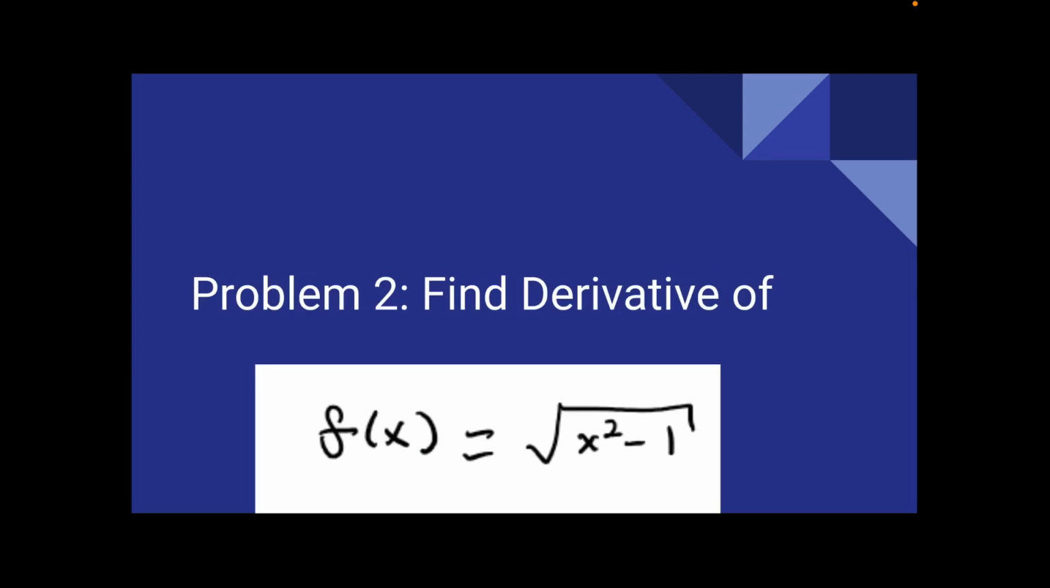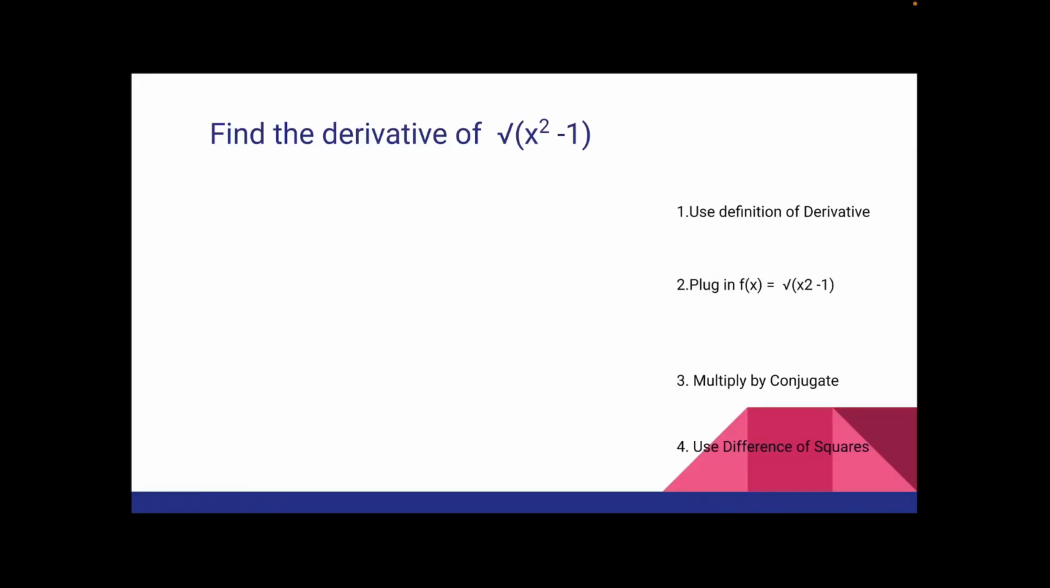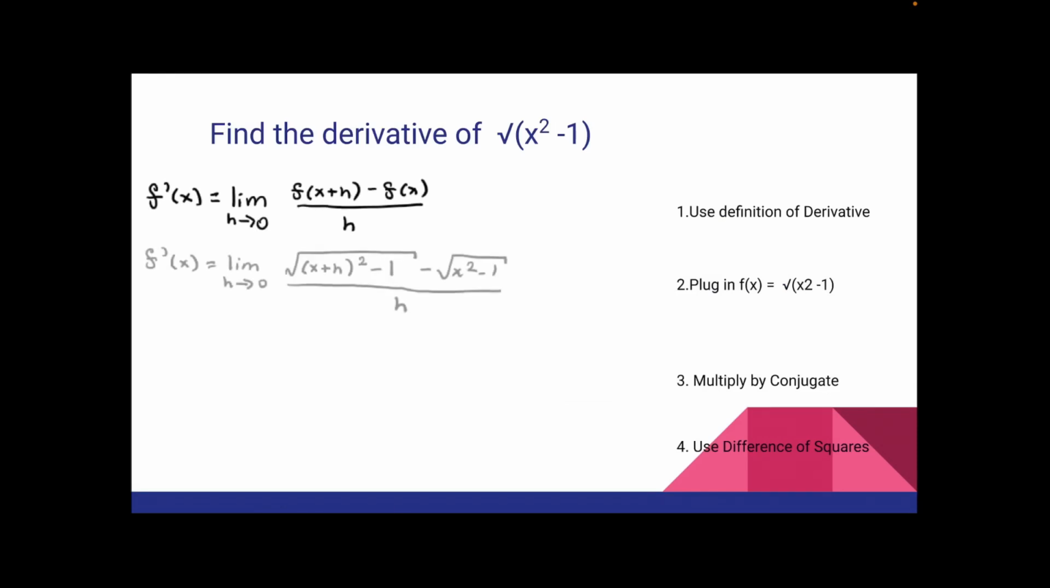For instance, what would we do if we have a radical function f of x equals square root of x squared minus 1? Once again, we would begin with the definition of the derivative and plug in f of x equals square root of x squared minus 1 into our definition. I observe that in the numerator, the x plus h terms are trapped inside the radical, so I'm going to multiply the numerator and denominator by the conjugate of the numerator.